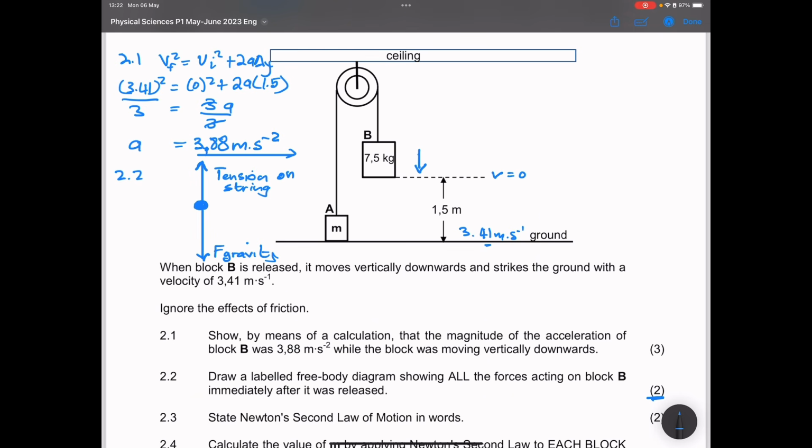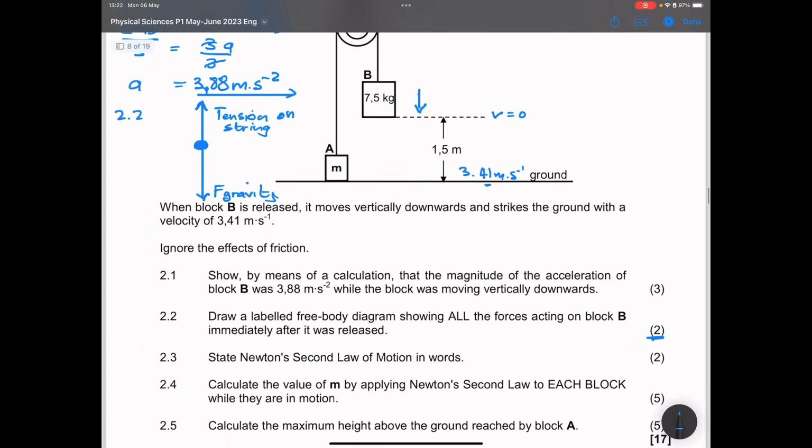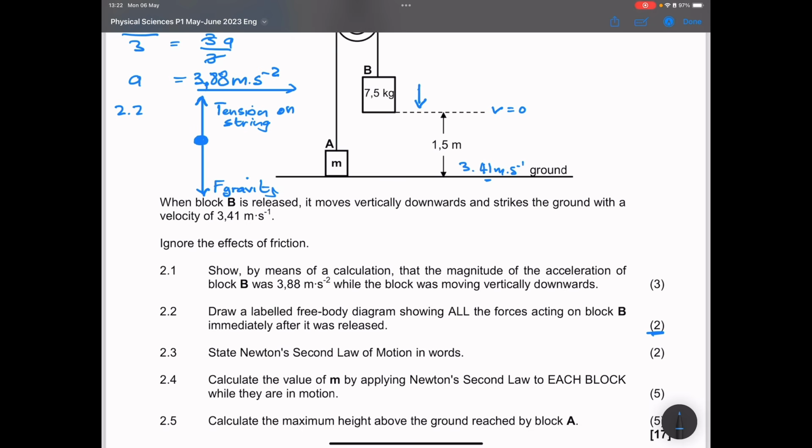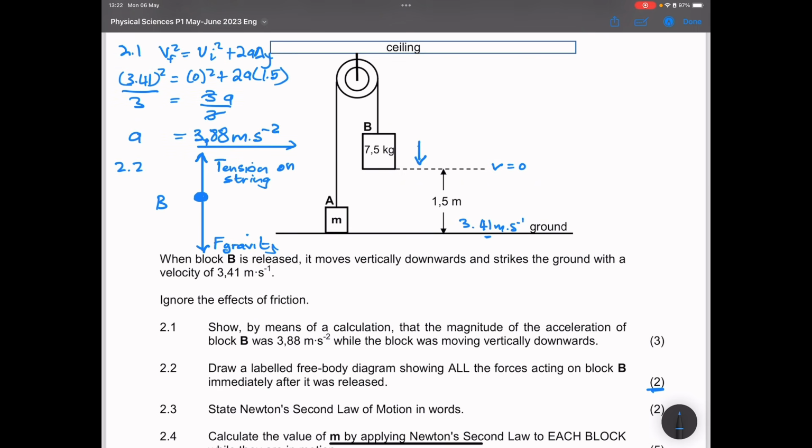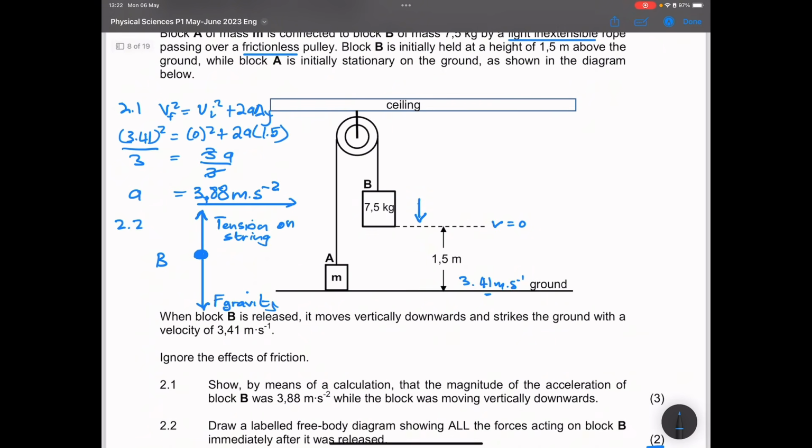In that case, I will not necessarily write that down. Okay, let's go to the next question. They said, calculate the value of m by applying Newton's second law to each block while they are in motion. So we already have the free body diagram for block B, right? So for block B, I'm going to start with that one. F net is equal to MA, but what is the sum of forces? For block B, I'm going to consider downwards as positive.